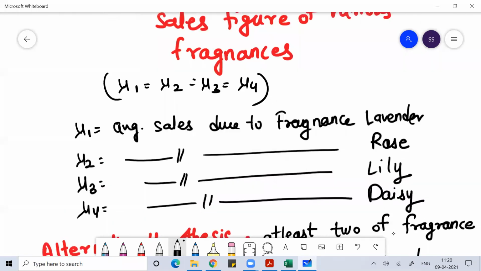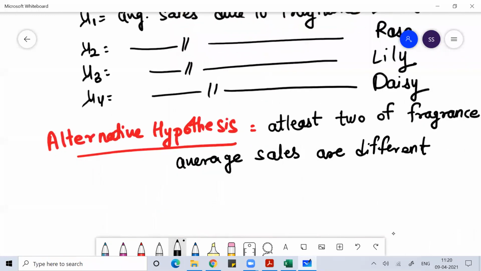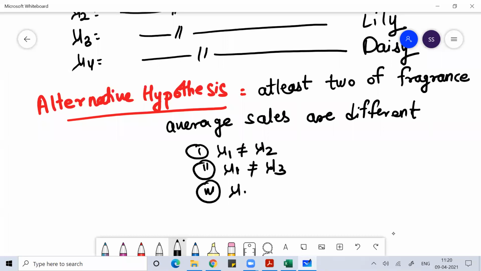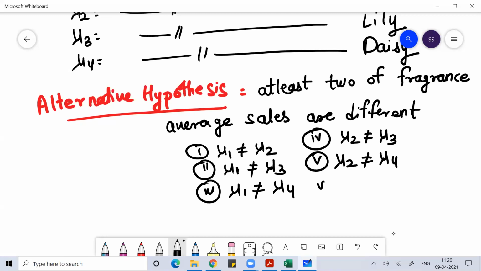In the null hypothesis, you said mu1, mu2, mu3, mu4 are equal. In the alternative hypothesis, you'll say they may not be equal, or anything can happen. It can be mu1 is not equal to mu2. It can be mu1 is not equal to mu3, or mu1 is not equal to mu4. Any possibility can be there. It can be mu2 not equal to mu3, mu2 not equal to mu4, or mu1 not equal to mu2 not equal to mu3. There are a lot of possibilities.